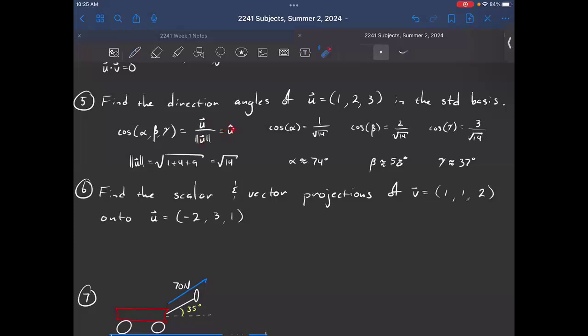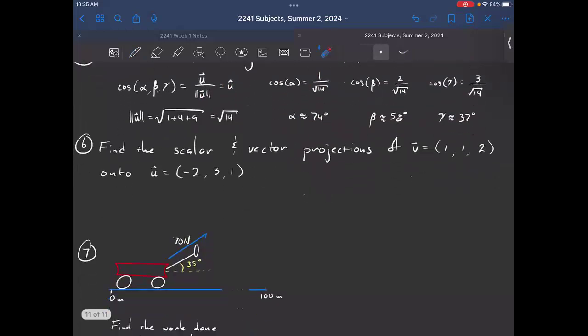We just find the unit vector, and then its components give us the direction cosines. Take the inverse cosine of those numbers and you get the direction angles. All right, next up we have: find the scalar and vector projections of this vector v onto this vector u.